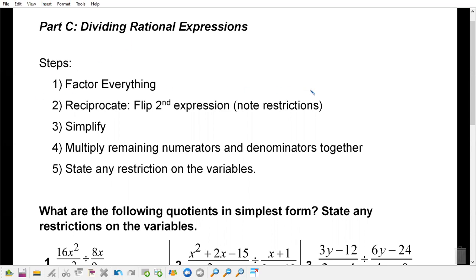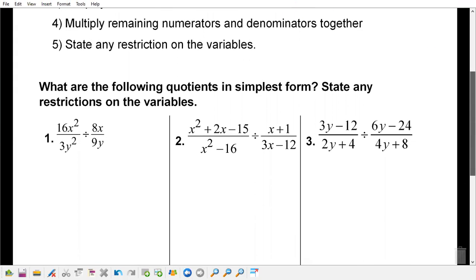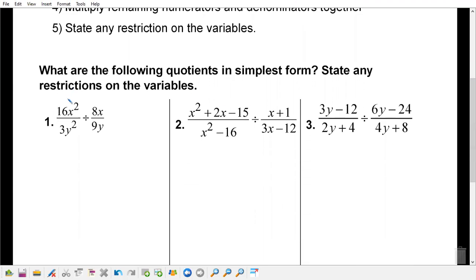Okay, so remember with any other fraction, if you did your do now, we have to remember the whole keep, change, flip situation. You keep your first fraction, change your operation, flip the second fraction. Same thing applies with rational expressions. So we're going to practice KCF here.